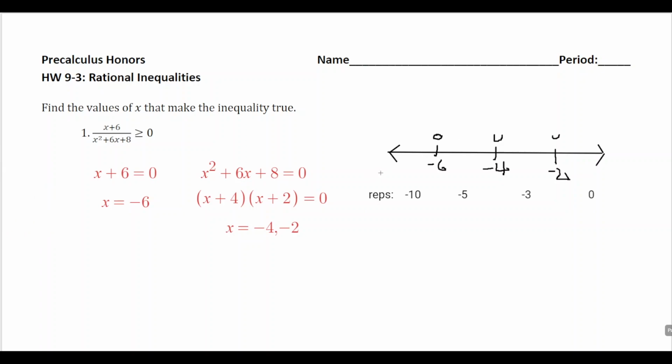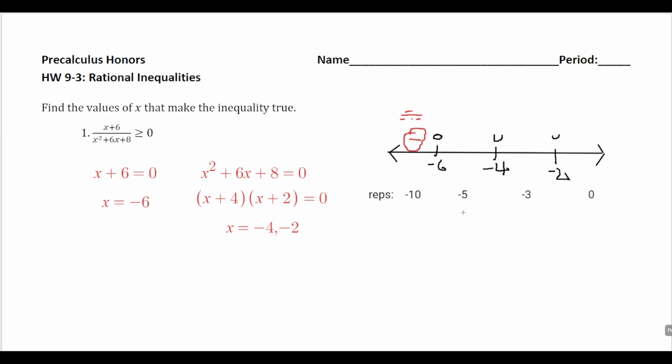So if I plug in -10, I'm going to get a negative divided by, and then in factored form, this denominator is x plus 4 times x plus 2. So that would be a negative times a negative, right? So this negative times a negative is positive, and a negative divided by a positive is negative. So this one should be negative.